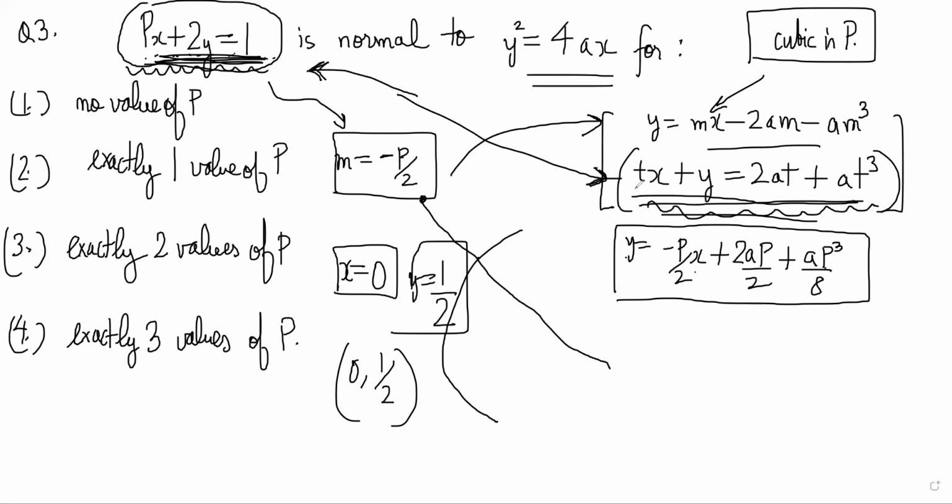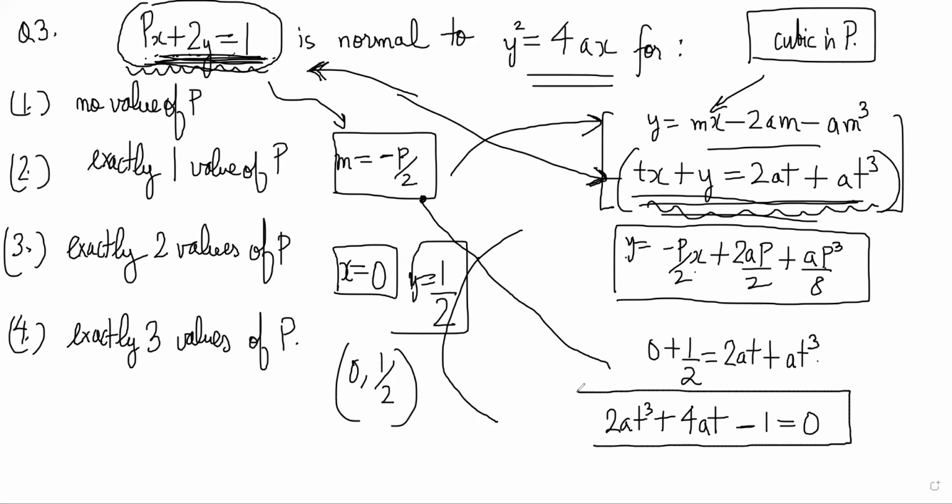So you will get 0 plus half is equal to 280 plus 80 cubed, right? You have 2at cube plus 4at minus 1 is equal to 0. Now we can say that if this equation has multiple roots, then we have multiple values for which this line is normal, right?